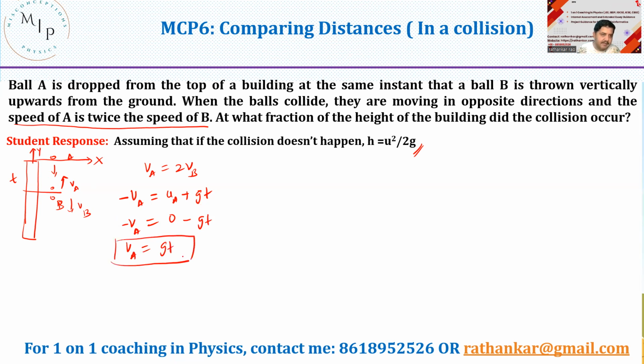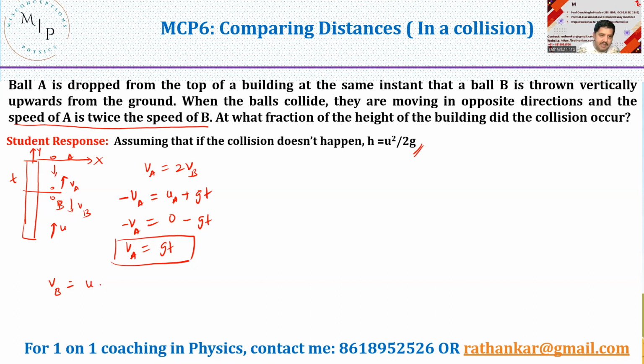Next, what do we have here? We'll do the same thing for VB also. Now VB, what is VB? VB is nothing but you throw the particle from here with a velocity u, and when it comes here, it reaches this point at a time t.